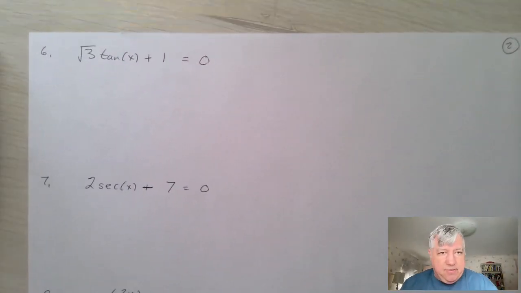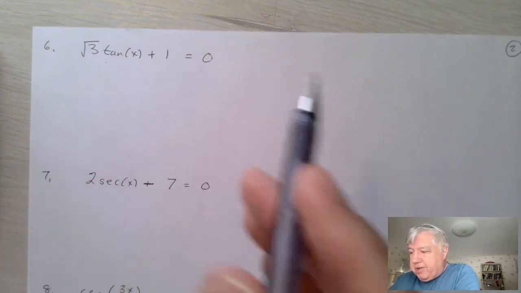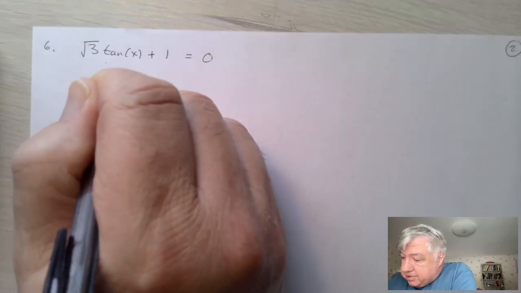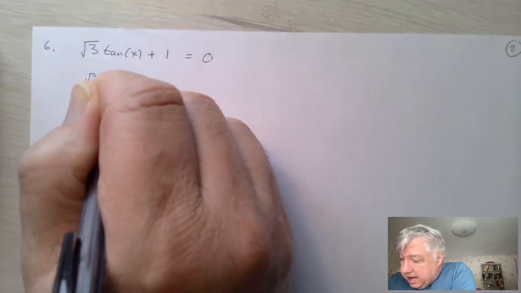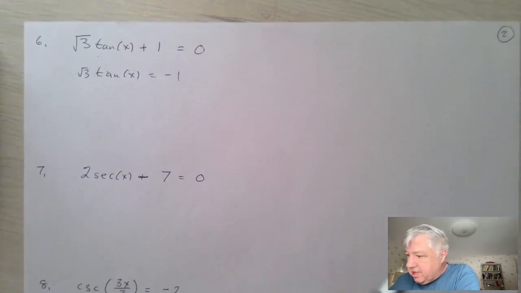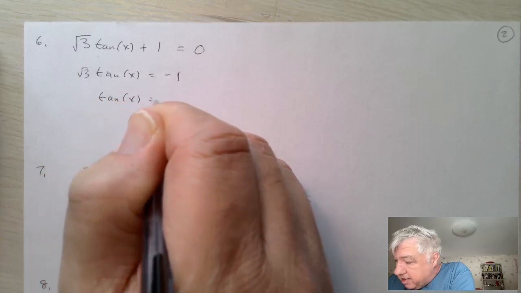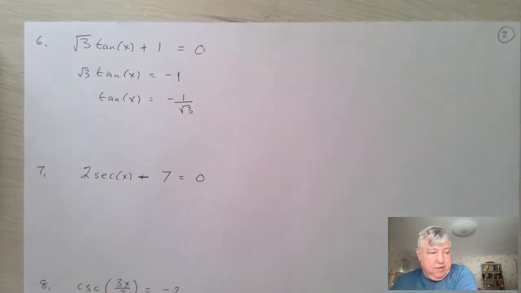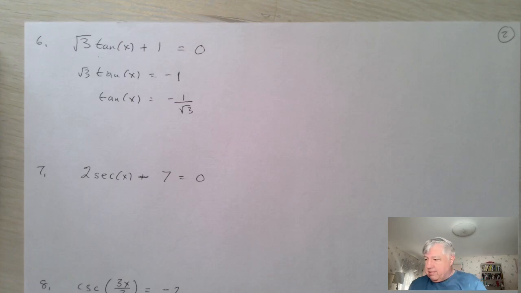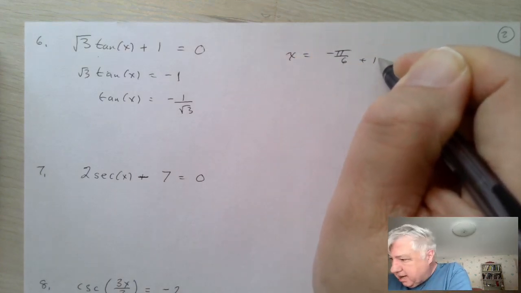Number 6, we have, this is another case where if we can isolate the tangent of x, we'll be all set. So we can say square root 3 tangent of x equals negative 1 if we subtract 1 from both sides. And then the tangent of x will be negative 1 over square root 3. And if you remember what angle has tangent equal to negative 1 over square root 3, it's negative pi over 6. So it's negative pi over 6 plus pi k.